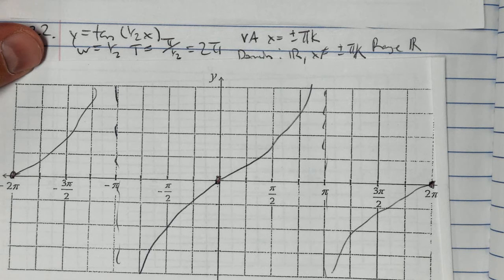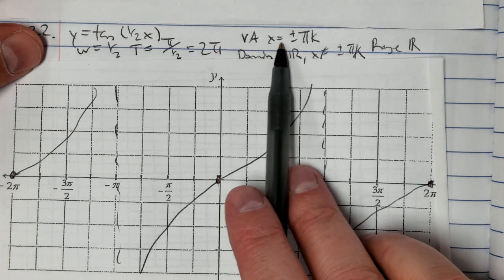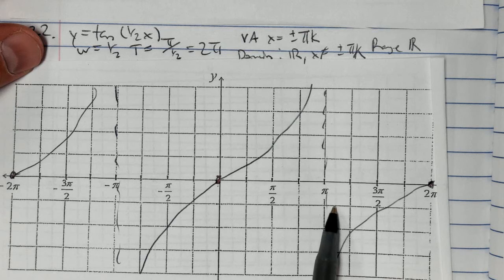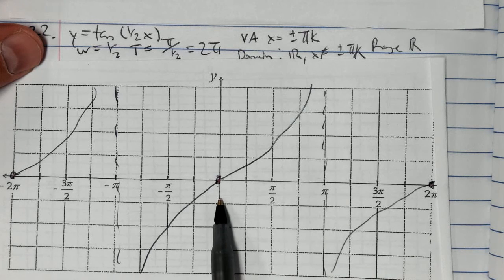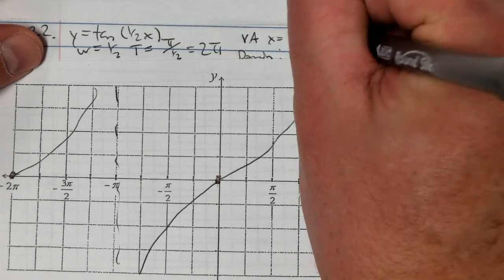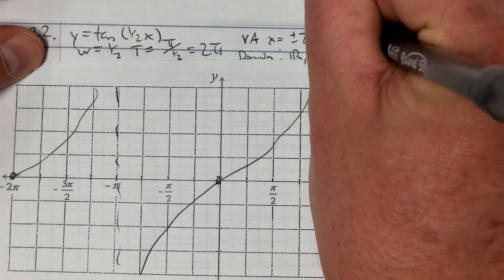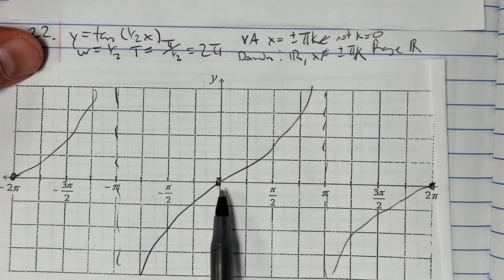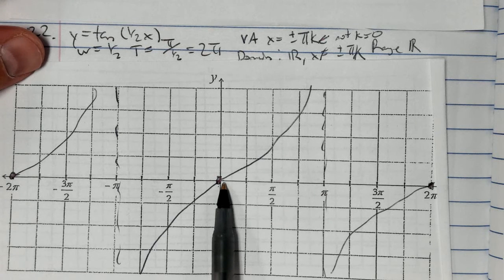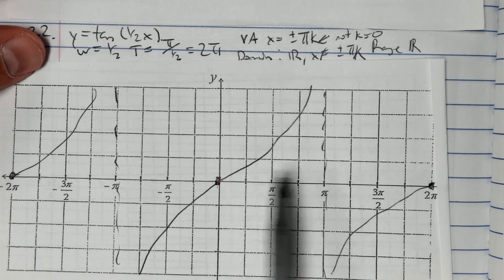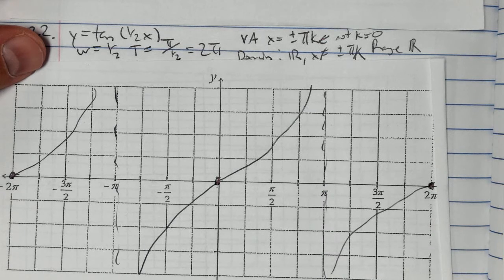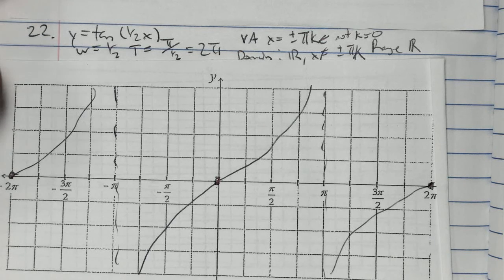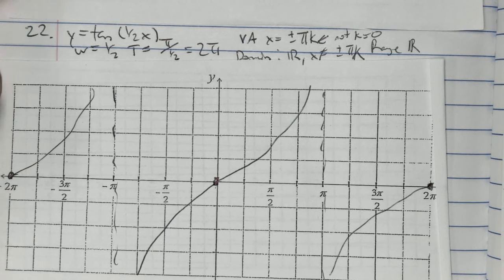Now, I want to be completely 100% accurate on this. The vertical asymptote at plus and minus pi k is true, except not at k equals 0, because if it were 0, then that's going to be an x-intercept instead. But it works at 1 pi, 2 pi, 3 pi, 4 pi, and all the negatives. Okay? All right, so that's 22.